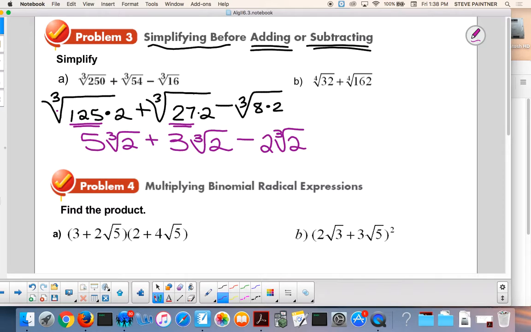Who's got the answer? 6 cube root of 2. 6 what? Cube root of 2. That's it. Add the coefficients, 5 plus 3, subtract 2, you get 6. Keep the cube root of 2 by itself. It just doesn't change. Next problem, it is the same thing. It's a fourth root. So be careful. Get in the right column over there and start working it.